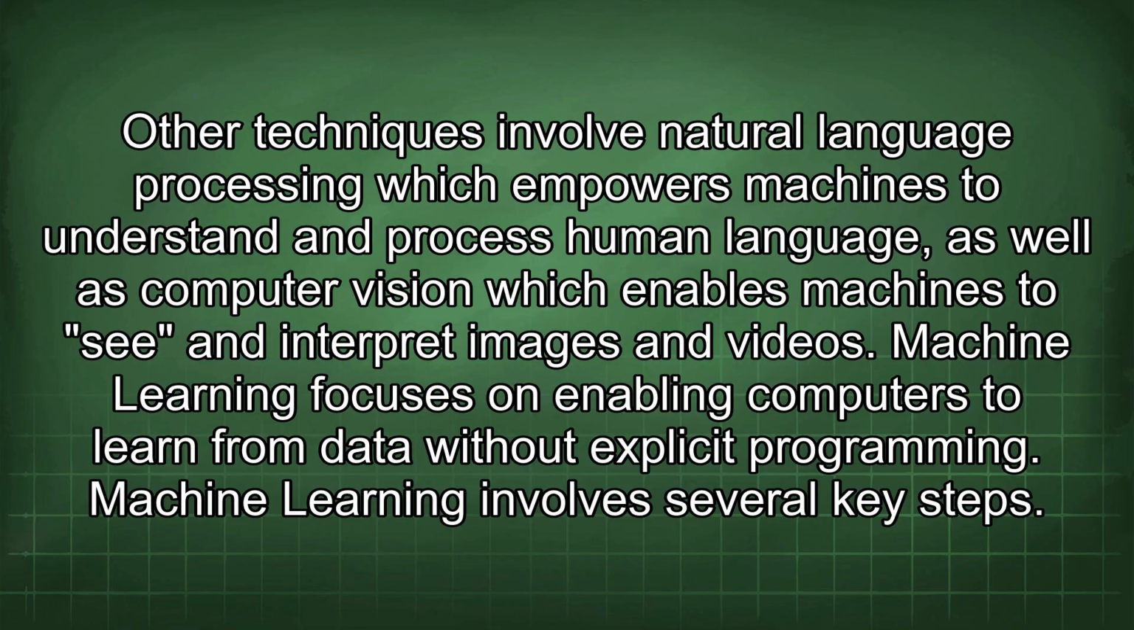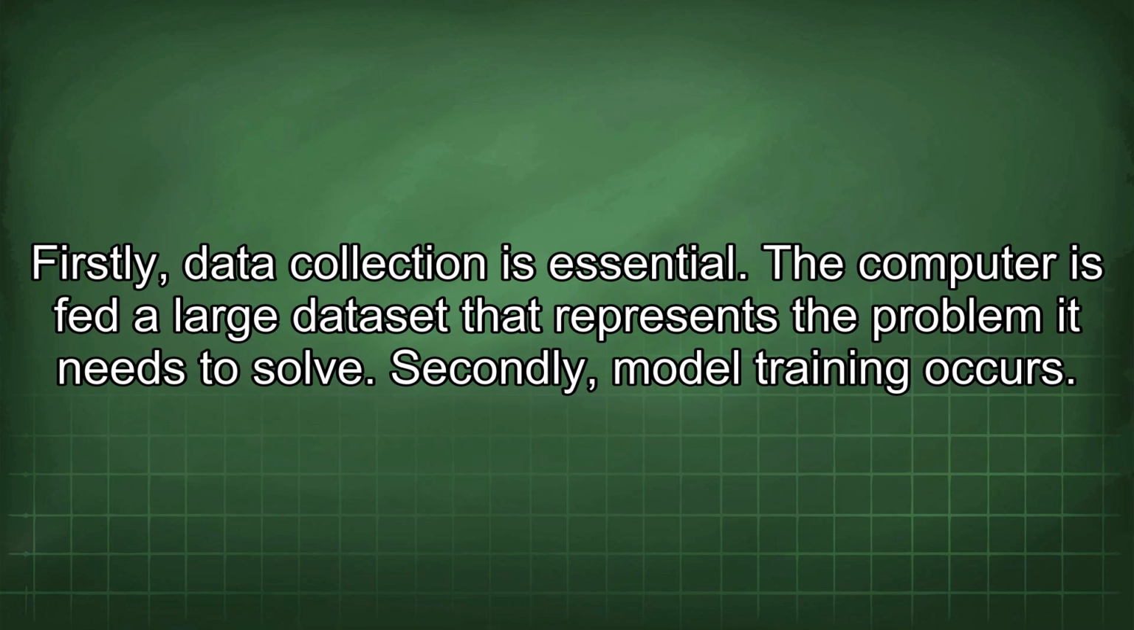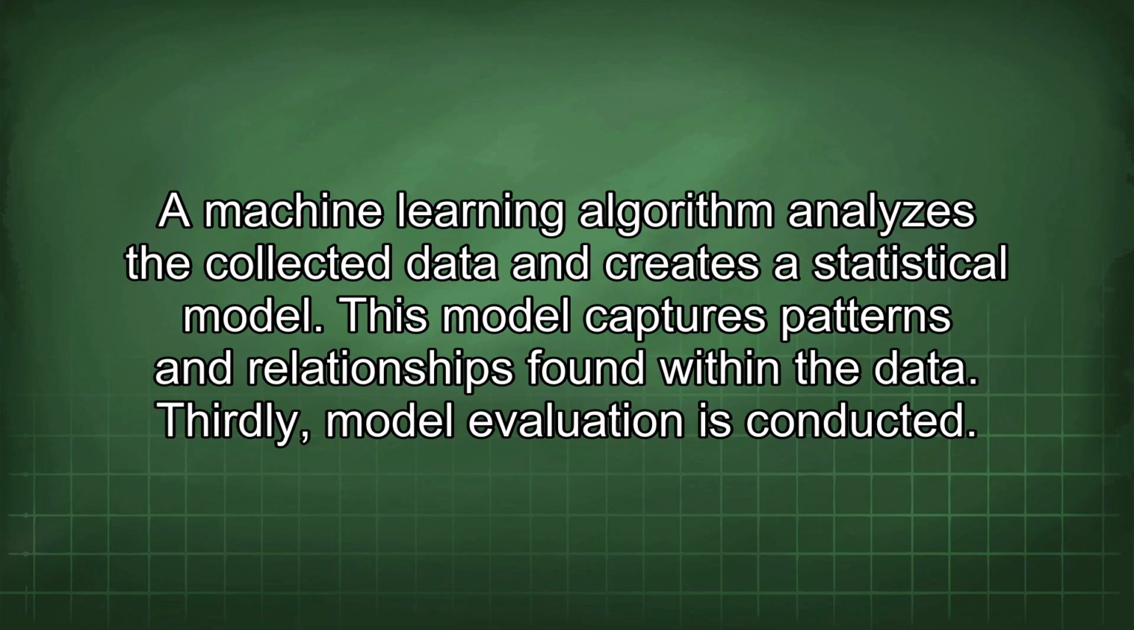Machine learning involves several key steps. Firstly, data collection is essential. The computer is fed a large dataset that represents the problem it needs to solve. Secondly, model training occurs. A machine learning algorithm analyzes the collected data and creates a statistical model. This model captures patterns and relationships found within the data.